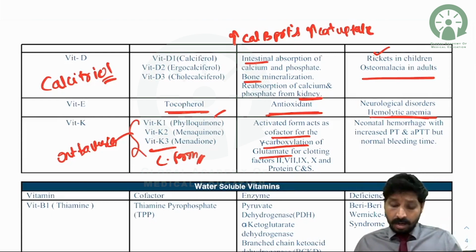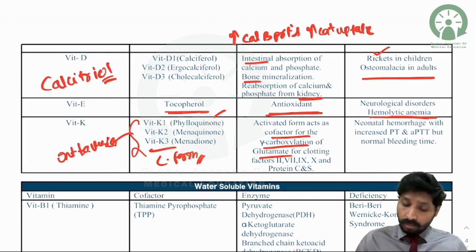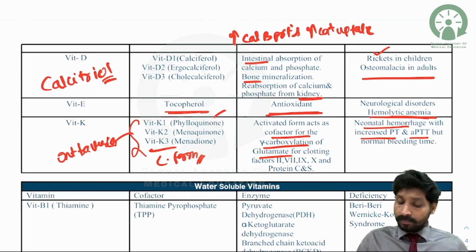Okay, so factors like 2, 7, 9, 10, protein C and S all require this gamma carboxylation, where CO2 will be added to form mesh-like structures and aids in blood clotting. So deficiency of vitamin K leads to neonatal hemorrhage with increased prothrombin time and normal bleeding time.